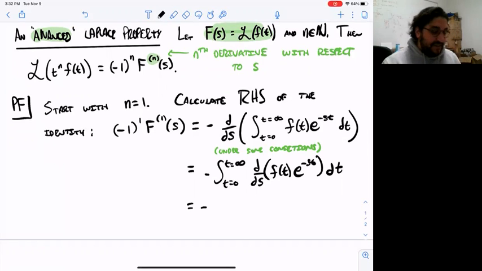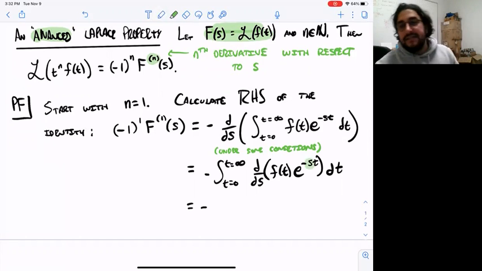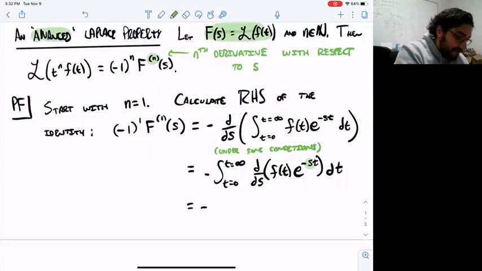Let's now take d/ds. Let's take this derivative. Well, look at what we're differentiating here. All of the variables are t except for that one right there. That's the only s in this whole expression. So everything is constant with respect to this derivative except for that s. So I'm differentiating an exponential function.